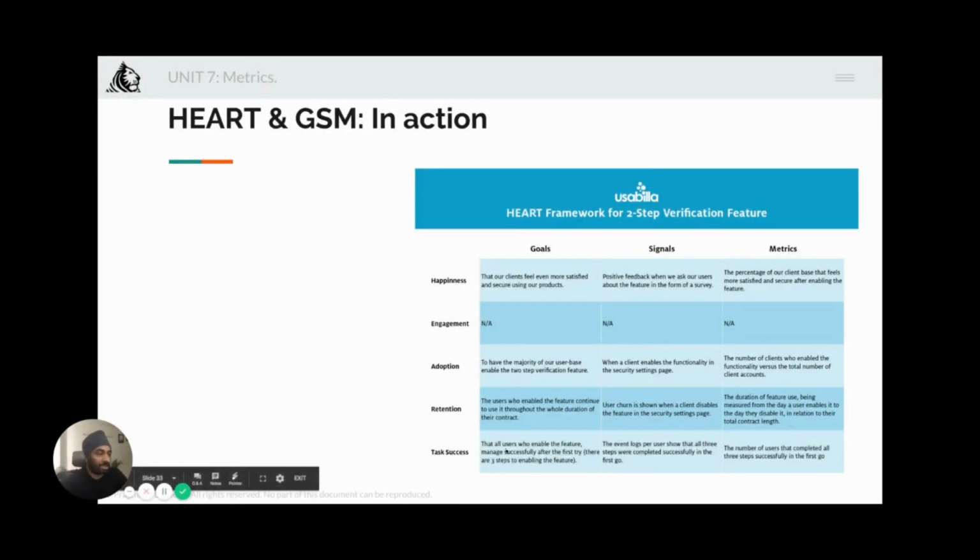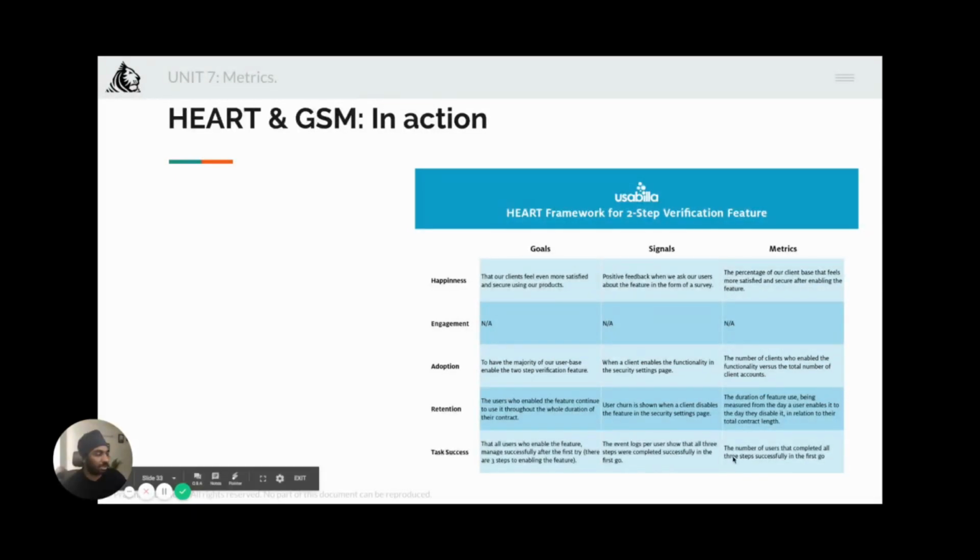And finally, task success, that all users who enable the feature manage successfully after the first try. There are three steps to enabling the feature. So whenever they attempt enabling the feature, they should not be fumbling. They should not get lost in the entire steps because these kind of verifications can get a little tricky at times. Signal would be the event logs per user show that all three steps were completed successfully in the first go itself. That's a signal. The signal that the task success is going well.